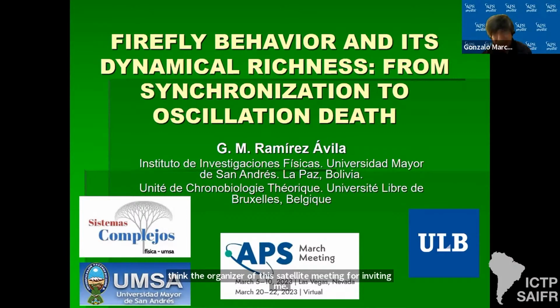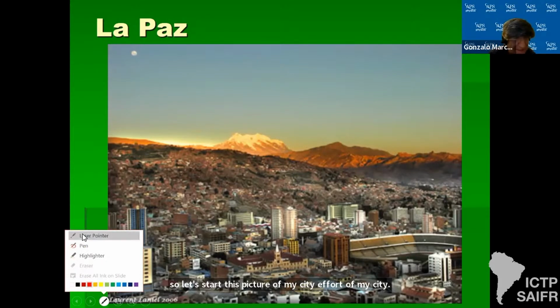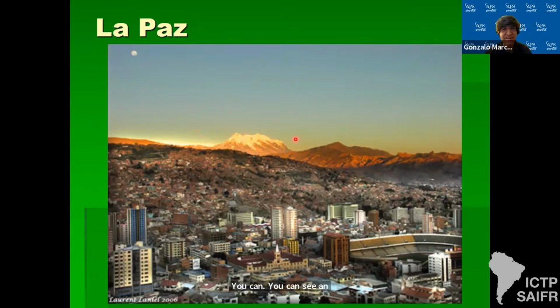Okay, so let's start. This is a photo of my city. You can see an iconic mountain that is called Illimani. Why do I show this picture? It's a nice picture. It reflects the beauty of my city, which I hope you can visit some time. But what is interesting is that we don't have fireflies in La Paz. Happily, we can model and construct some electronic devices for mimicking the behavior of these insects.